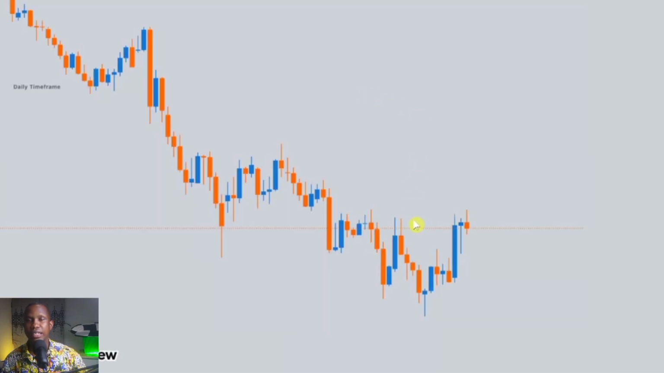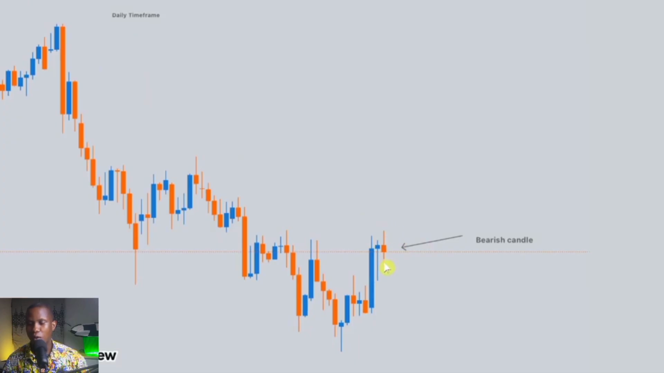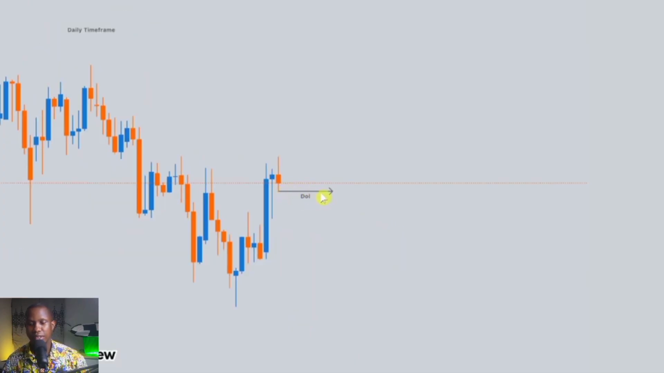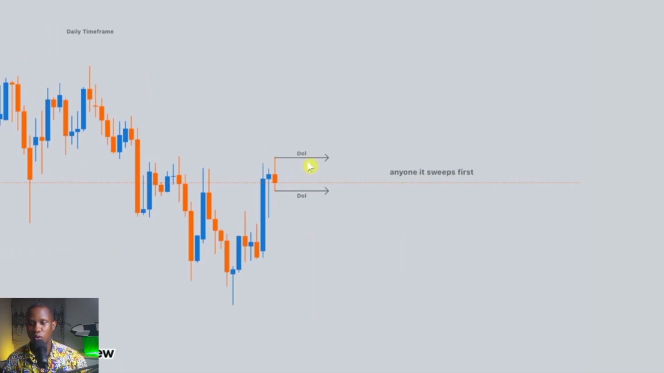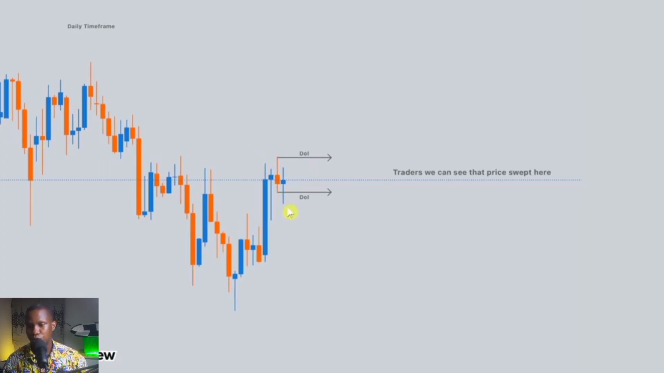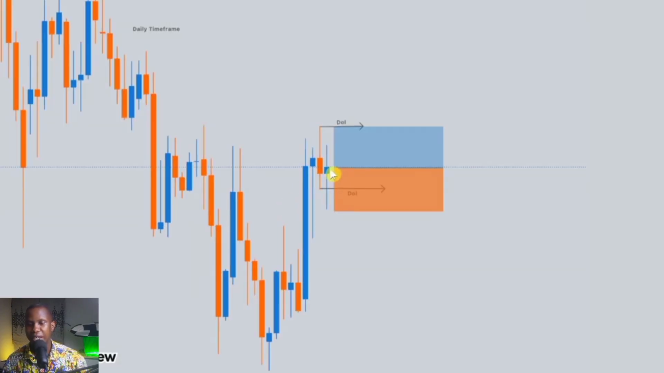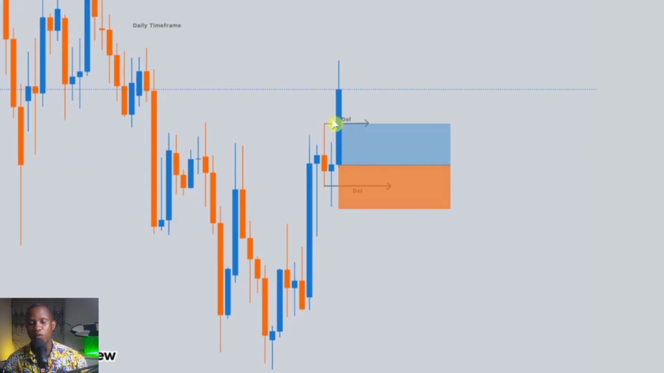So this is the daily time frame, EURUSD, and this is our bearish candle. Mark out this draw on liquidity, this draw on liquidity, and wait for any one of them to be swept first. Traders, can you see it swept this particular one first? That's why I'm going to be making my entry, stop loss below, and I target this next draw on liquidity. Can you see how price action moved in our direction, guys?